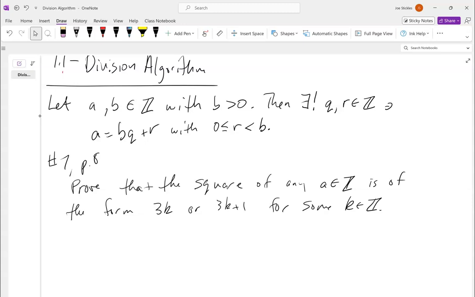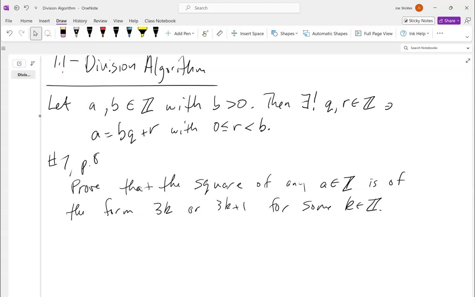Right? Okay. So let's think about it for a second. If I divide something by 3, what are your possible remainders? 2, 1, or 0, right? Those are the only possible remainders. So what is this one trying to tell you to eliminate? Remainder 2, right?